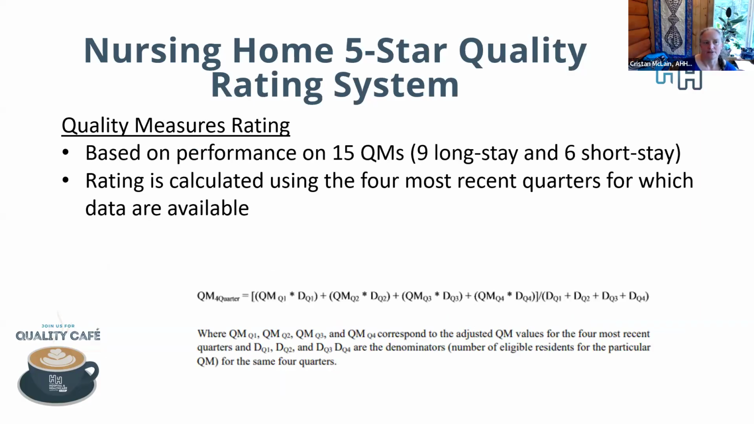The next metric is the quality measures rating. It's based on 15 quality measures, 9 long stay and 6 short stay. The rating is calculated using the 4 most recent quarters for which data is available. I have a little more information further on, and they use this really simple calculation to get it done. The QM ratings are based on performance on a subset of 10 MDS-based quality measures and 5 measures that are created using Medicare claims.